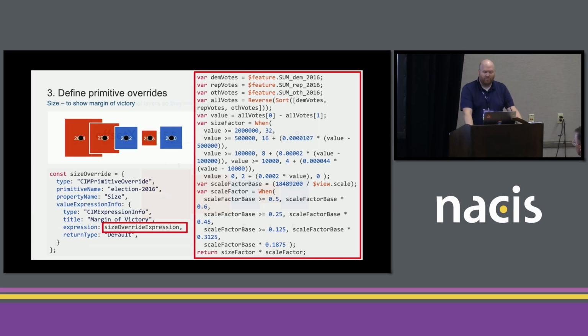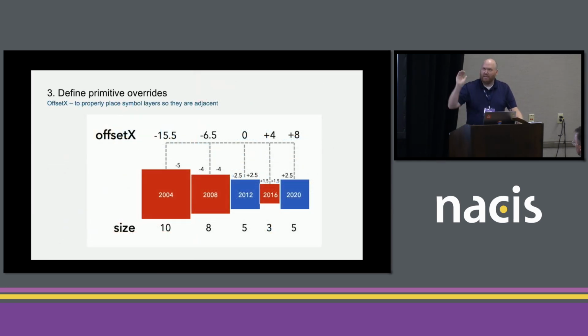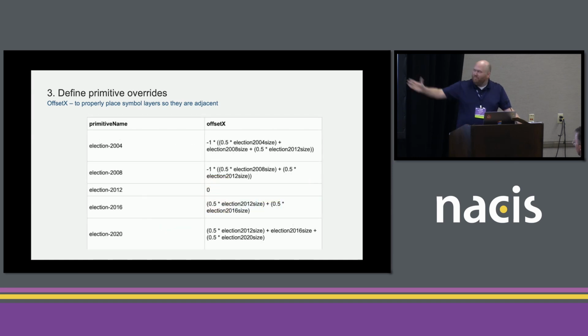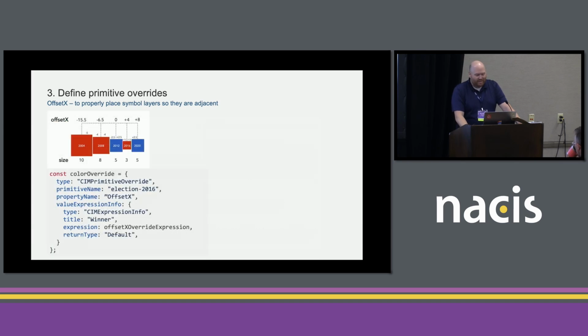So I also need to override my X offset, because the offset is now different for each symbol layer. That's where this project got a lot more complicated, and took me a while to figure out. But that's the basic formula. You just have to offset by half the symbol, which means you have to compute the size of each symbol that's next to the symbol layer. So again, it gets complicated.